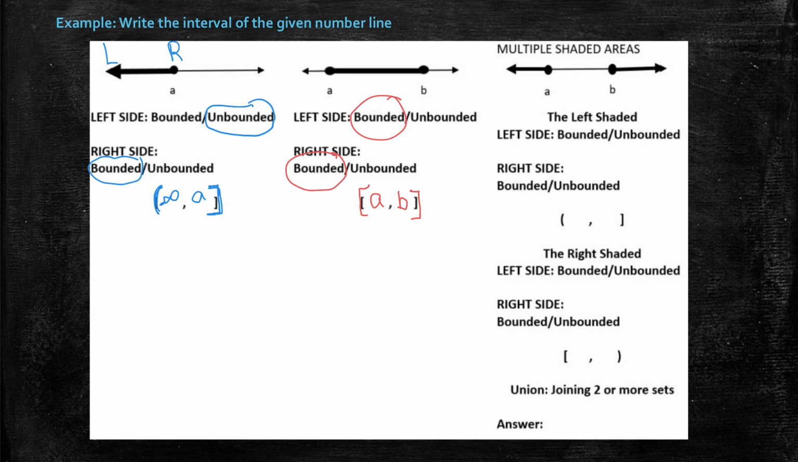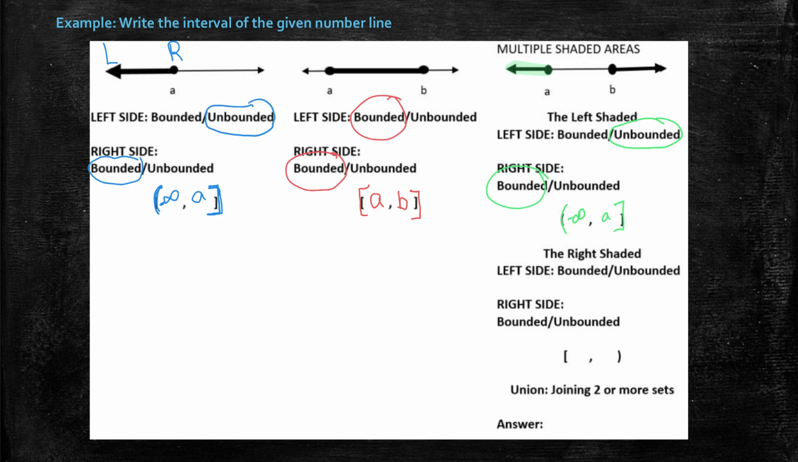On this next one, we have two shaded areas. Anytime you have multiple shaded areas, you're going to have to write as many intervals as there are areas. In this particular one, we have two, so we're going to have two intervals. Now on the left shaded part, we can see that the left side is unbounded and the right side is bounded. So we're going to go from negative infinity up to A. Notice that we start with a parenthesis and we end with a bracket.